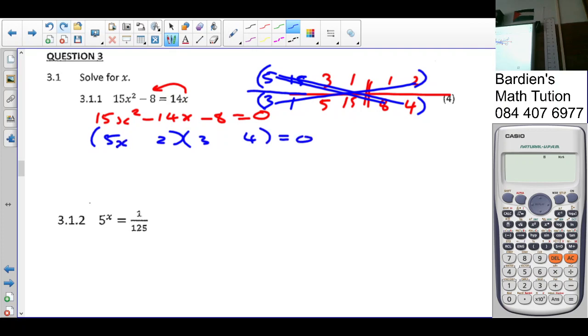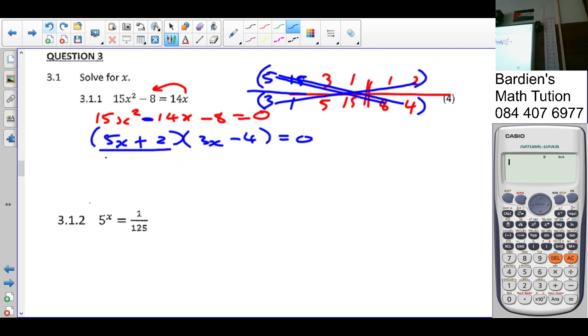So there's x squared, so x and x. What about the signs? Both must be negative? No. One negative, one positive. The bigger one must be negative. So that's going to give you 6x, that's going to give you 20x. 20 is definitely bigger, not so?